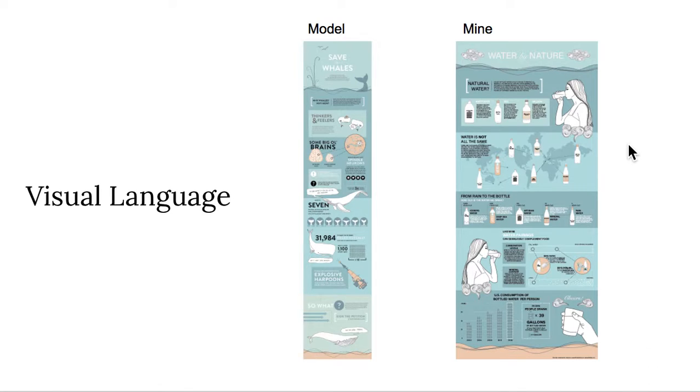And then to emulate the visual language, the graphics kind of flow into different sections, like this whale right here, and the different sections are separated by different background colors. And then this ISO chart matches that one right there.